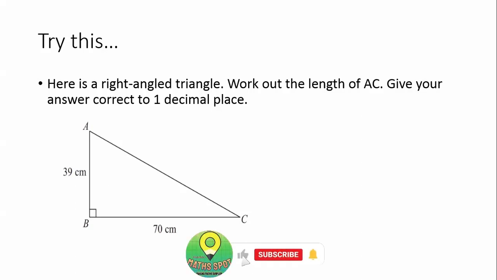Alright, here is a right angle triangle. Work out the length of AC. Give your answer correct to 1 decimal place. So here they have mentioned the degree to which we have to round it, which is 1 dp or 1 decimal place. And this time we have to find the length of AC.